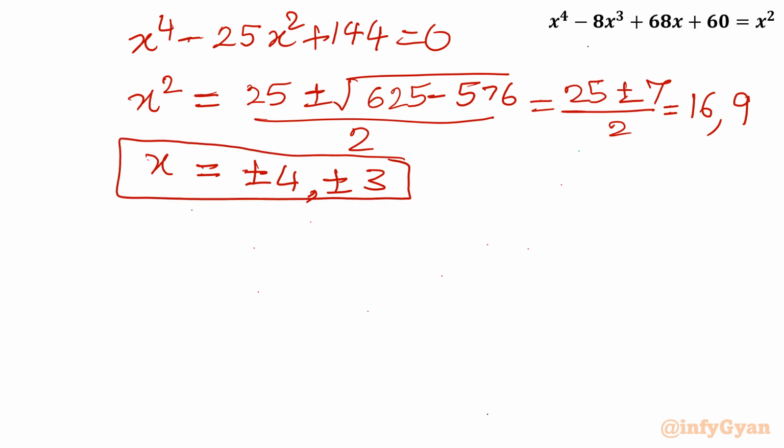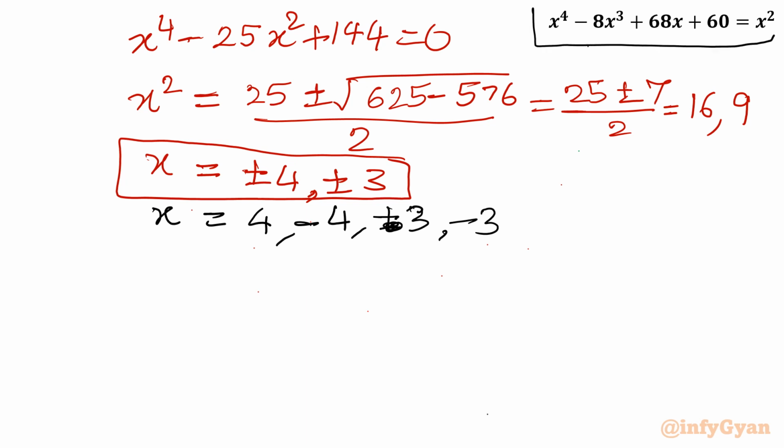Okay. Now we diminished the root by 2, so we have to raise by 2. Let me write in discrete form. So I will write plus 4, minus 4, plus 3, sorry, plus 3, minus 3. So these are the roots of our original equation, this one.